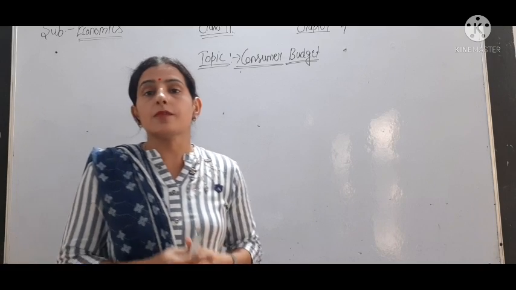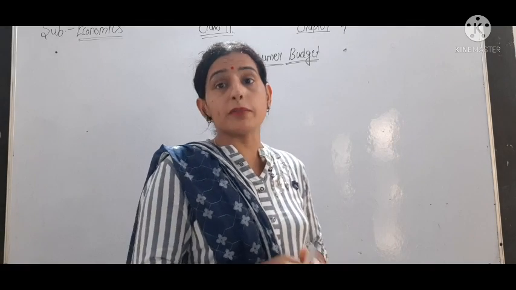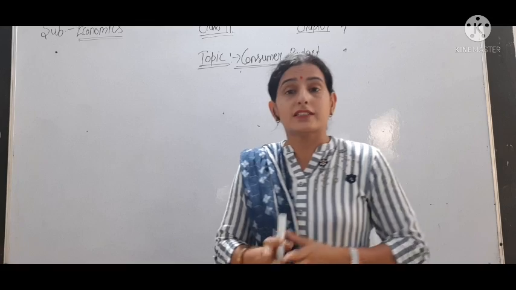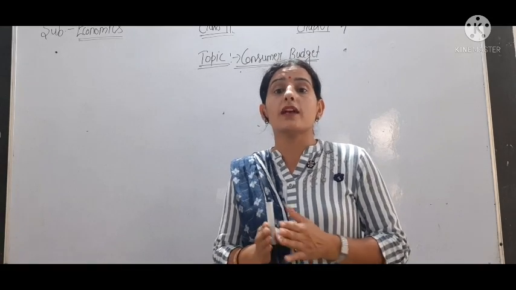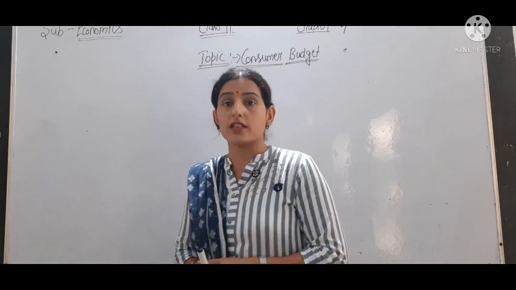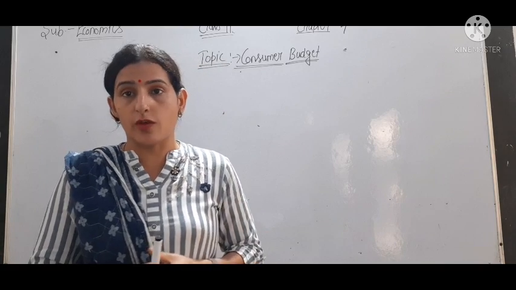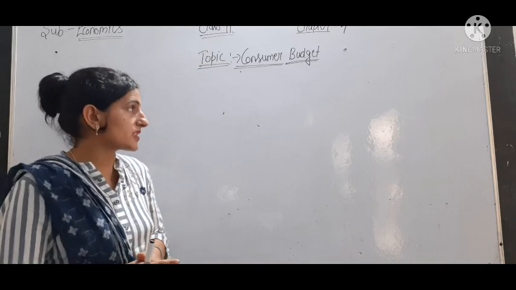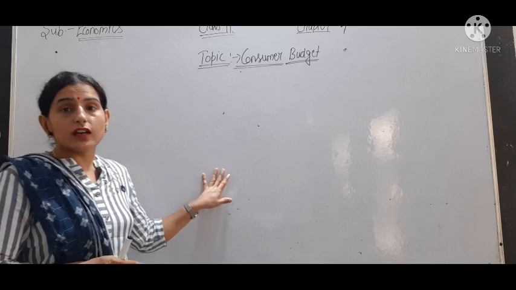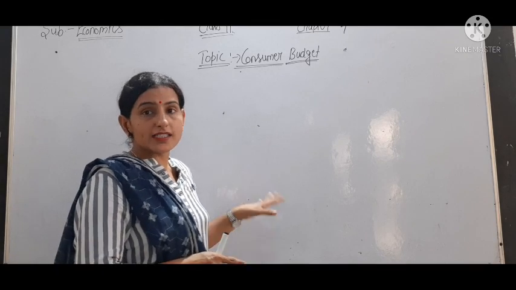Okay. As in the previous video, we talked about the meaning of consumer equilibrium. Then we talked about consumer equilibrium in the case of one commodity, then more than one commodity, or we can say several commodities, in the case of two commodities. Then we talked about the indifference curve. So what is an indifference curve?